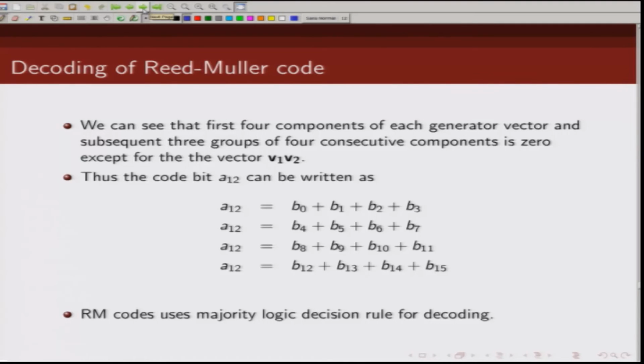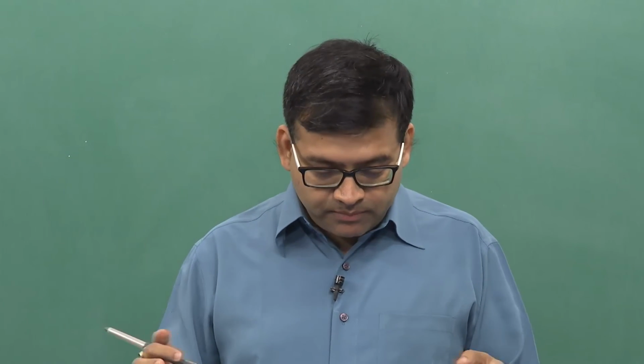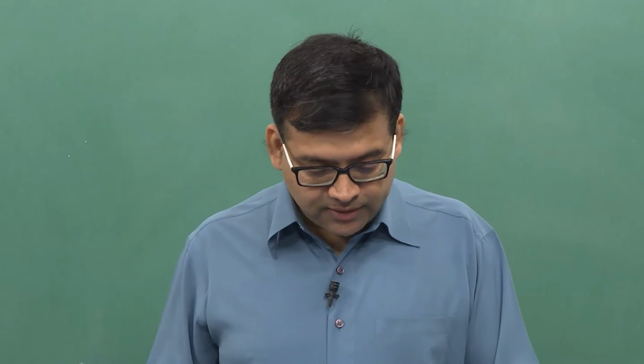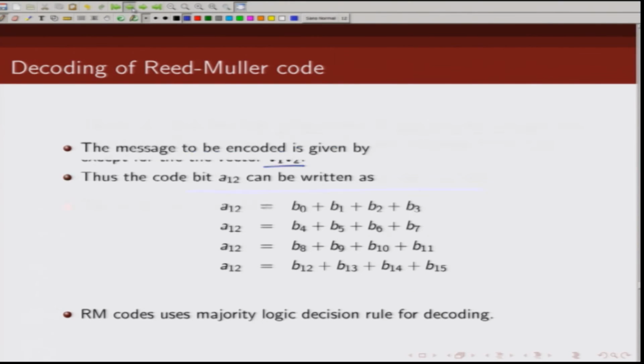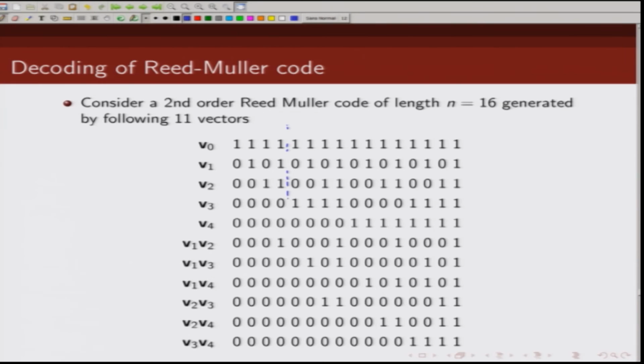Now, we will spend some time looking at the generator matrix and we will use some observations from the generator matrix to decode our code. So, what are these observations? First thing we will see: if we look at the first 4 components of each generator vector and subsequent groups of 3 groups of 4 consecutive components, they are 0 except for vector V1, V2. What do I mean by that? So, let us look at this group of 4.